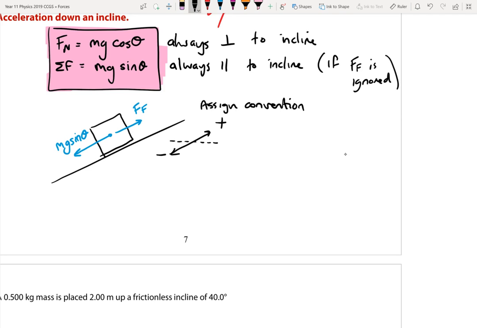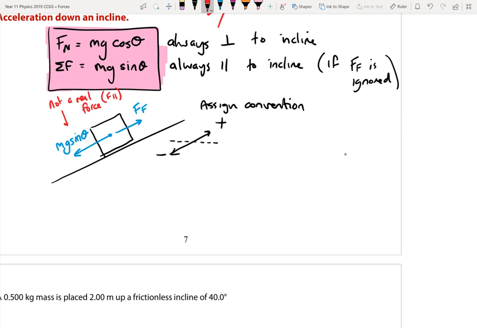Please go up. The incline is positive. Please recall that this is not a real force. It is simply the force parallel to gravity. Okay?